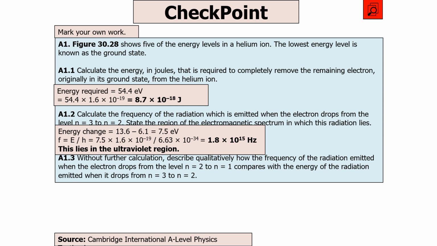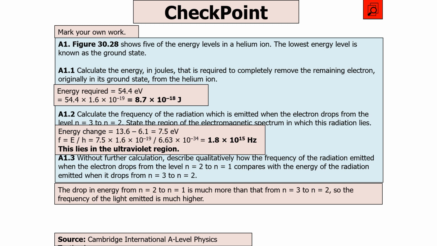You can then say f equals E over h. But remember, that's only if E is in joules. So you convert the eV first into joules, divide by Planck's constant, and it's 1.8 times 10 to the 15 hertz, which you should know lies in the ultraviolet region. Then finally, you can see from the values given that the drop in energy from n equals 2 to n equals 1 is much more than that from 3 to 2, because you can tell from the difference in the energy level values given in the diagram. So therefore the frequency of the light emitted must be much higher, because the frequency of the radiation links directly to the energy.